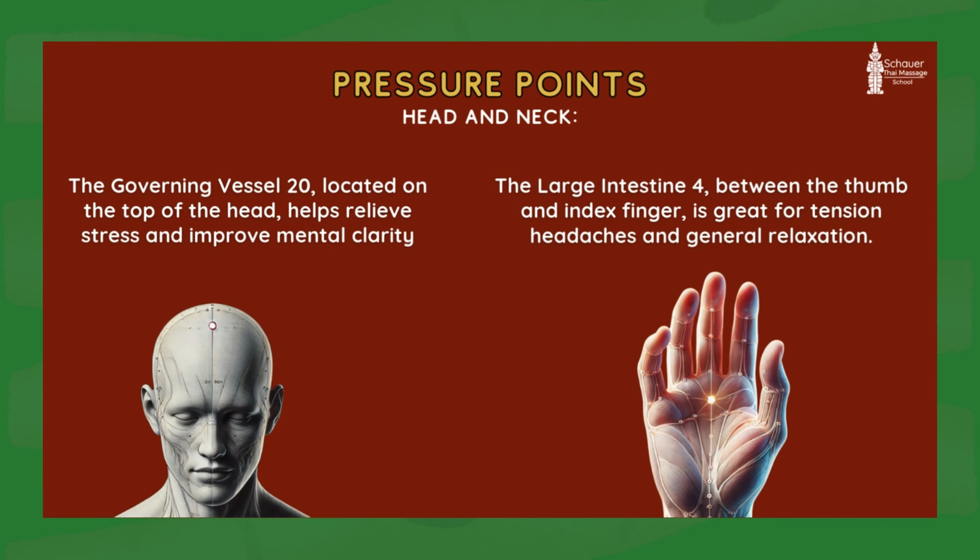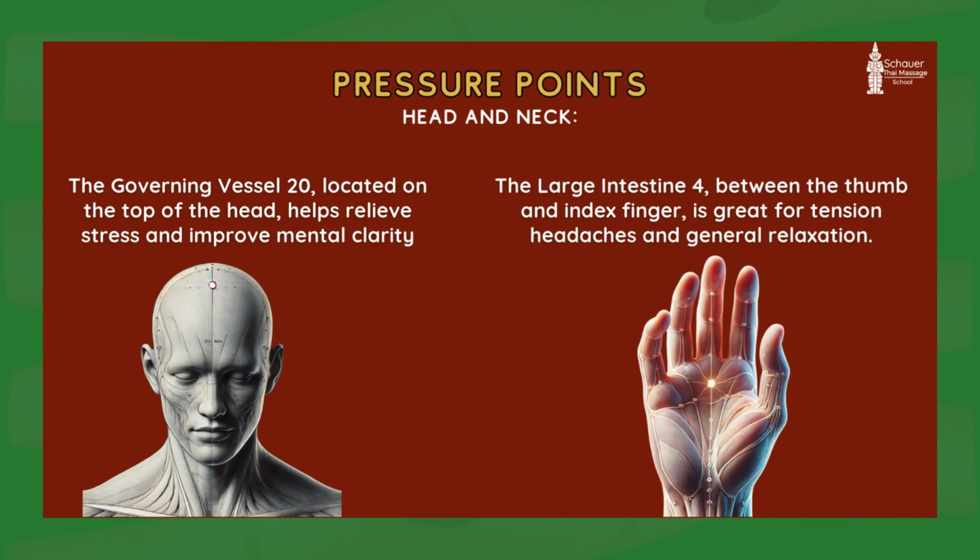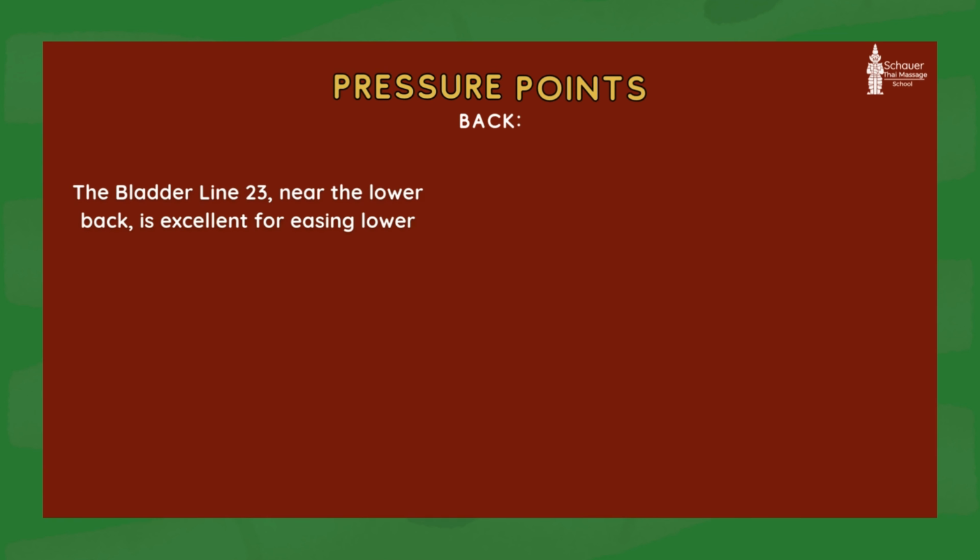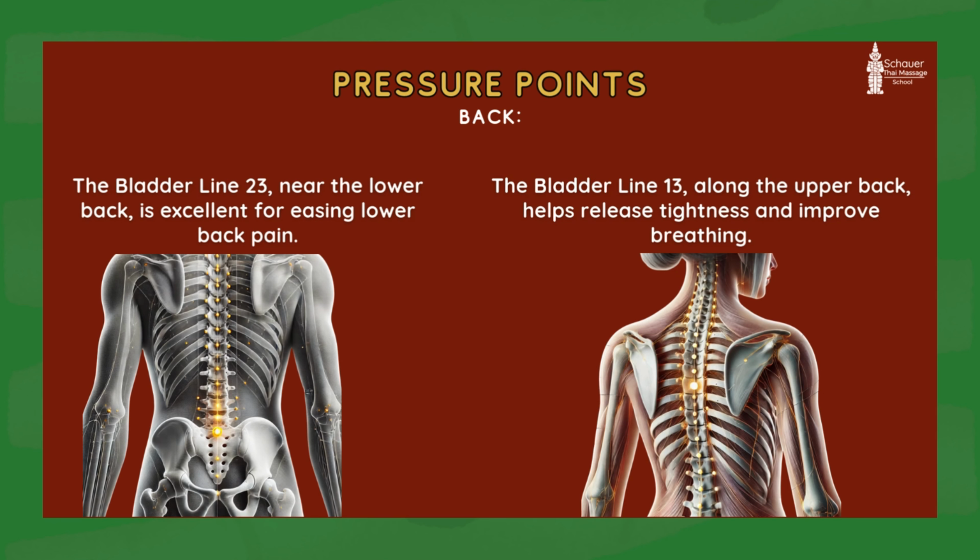Head and neck. The governing vessel 20, located on the top of the head, helps relieve stress and improve mental clarity. The large intestine 4, between the thumb and index finger, is great for tension headaches and general relaxation. Back. The bladder line 23, near the lower back, is excellent for easing lower back pain. The bladder line 13, along the upper back, helps release tightness and improve breathing.